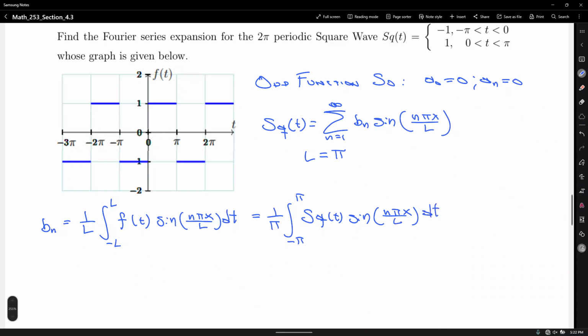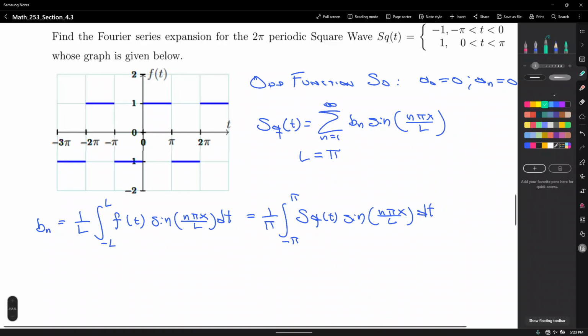Okay. Now, I know what you might be thinking. Yes, we're going to integrate negative 1 between negative pi and 0, and then another integral for the function y equals 1 times sine n pi x over L from 0 to pi, all right? However, here is where we look at the parity of the functions. Okay, what do we have here?